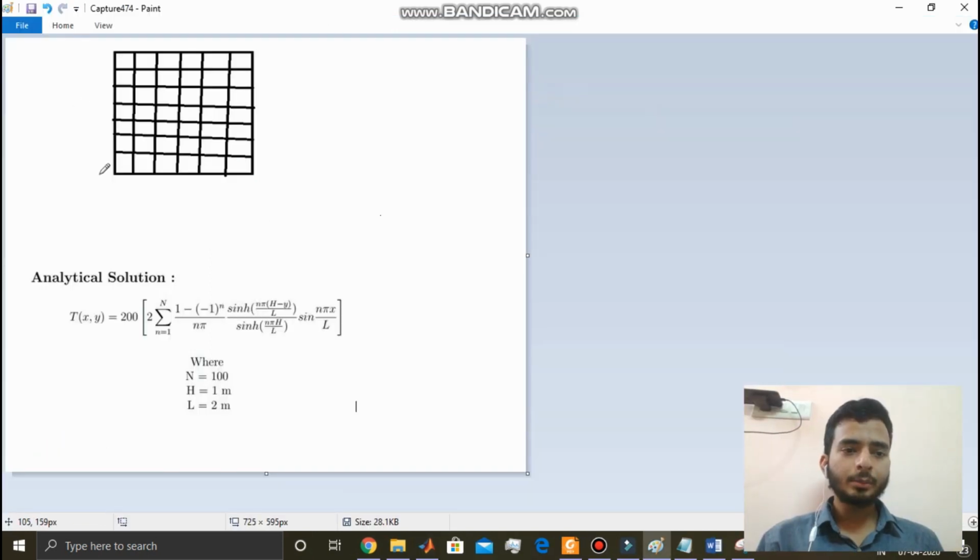Let us consider a practical example. Say you have a two-dimensional plate in which the temperature is to be found out. The analytical solution for the temperature is given in terms of Taylor series expansion. So for calculating the temperature at a particular x and y, you need to do 100 calculations for one point. And say your plate is divided into 80 by 80 grid points. So the number of calculations you have to do is 80 into 80 into 100.